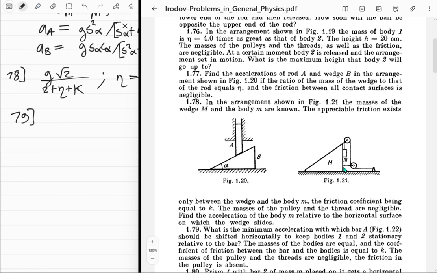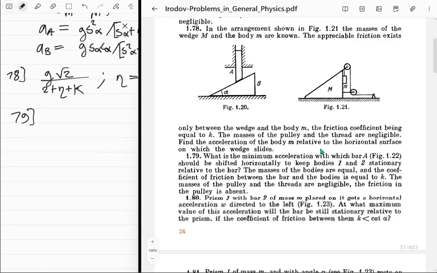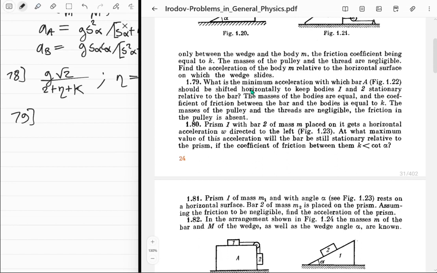79th. Yeah, they took a hot surface. That's why I took the ground frame acceleration. Yeah, that's correct. Okay, 79th.